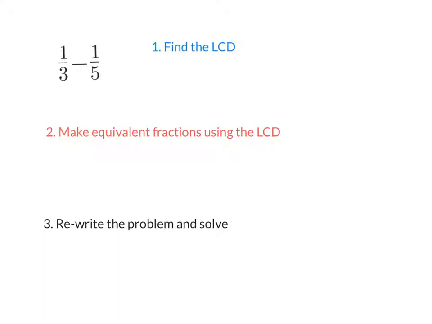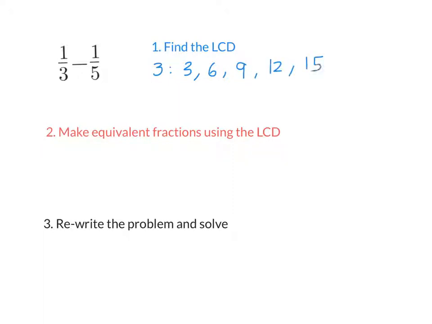Okay. Do we have common denominators in this problem? No. One denominator is 3 and one is 5. Are those common? No. So our steps are going to be the same as when we add. Our first step is we are going to need to find the least common denominator, the LCD. So our first denominator is 3. Let's count by threes. Ready? Go. 3, 6, 9, 12, 15.